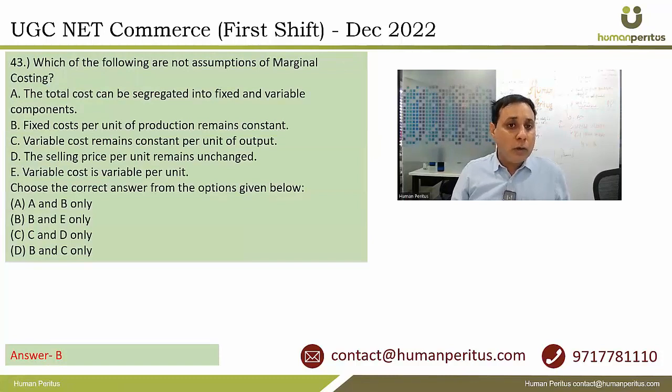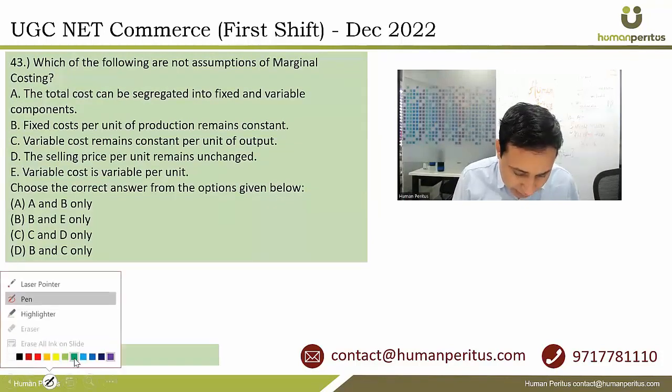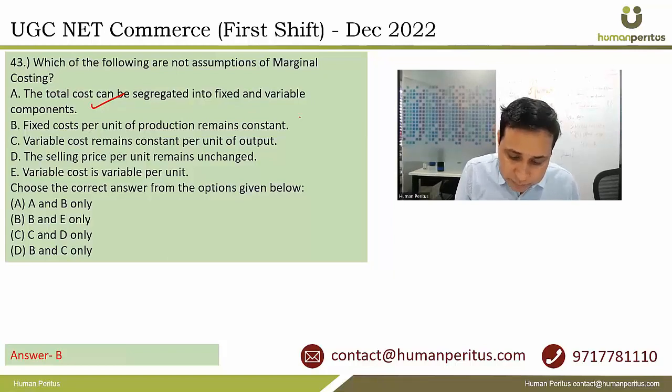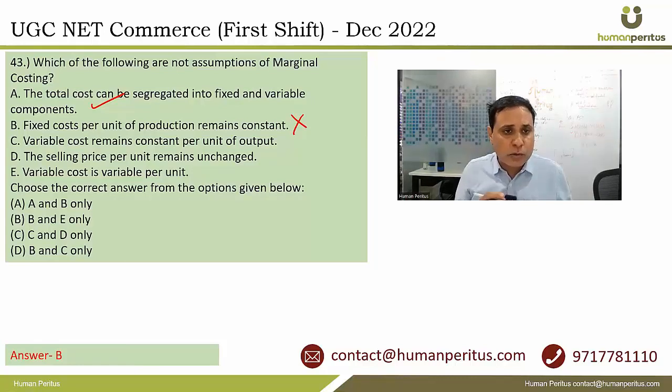Which of the following are not assumptions of marginal costing? So let's look at them one by one. The total cost can be segregated into fixed and variable. Absolutely correct. The fixed cost per unit of production remains constant. So guys, fixed cost will always remain constant irrespective of volume. Therefore, statement 2 is incorrect. Why? Because fixed cost is not constant per unit of volume. Fixed cost will remain constant irrespective of volume.